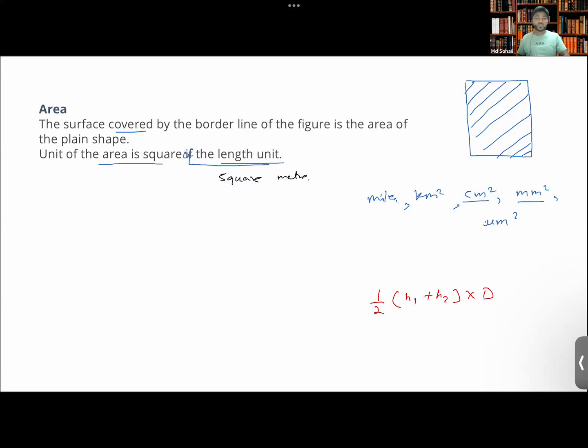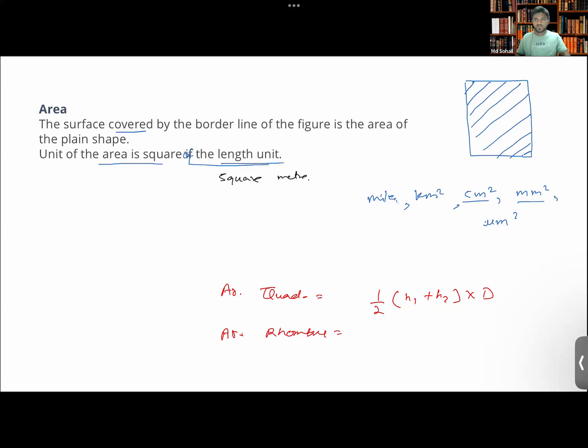I'm referring to a rhombus, right? So how do you find the area of a rhombus? How do you find the area of a rhombus?